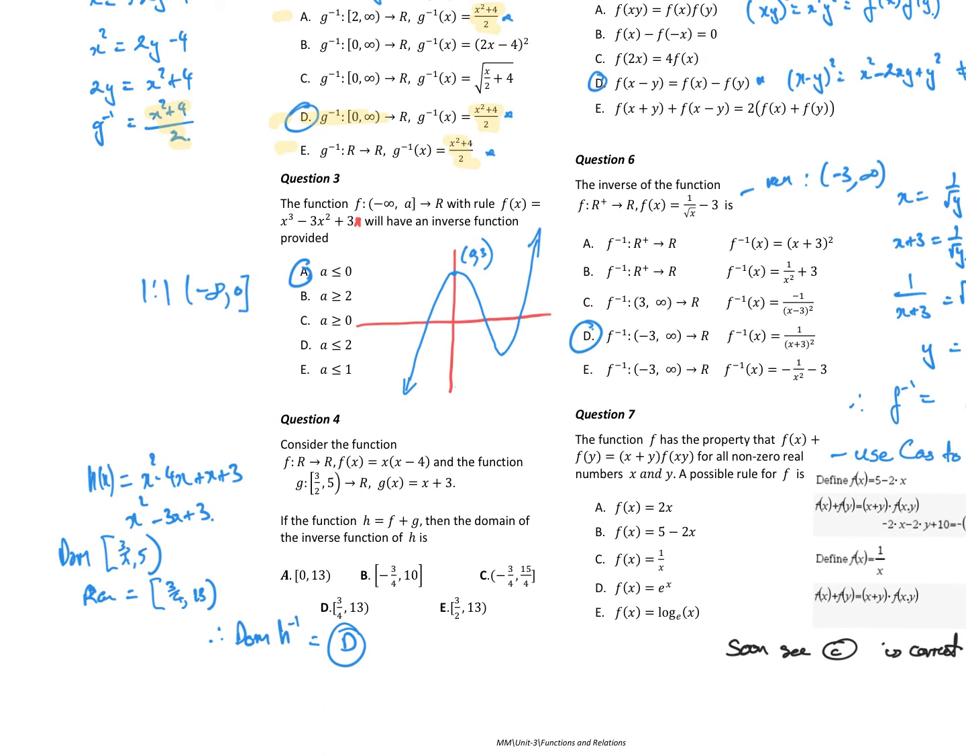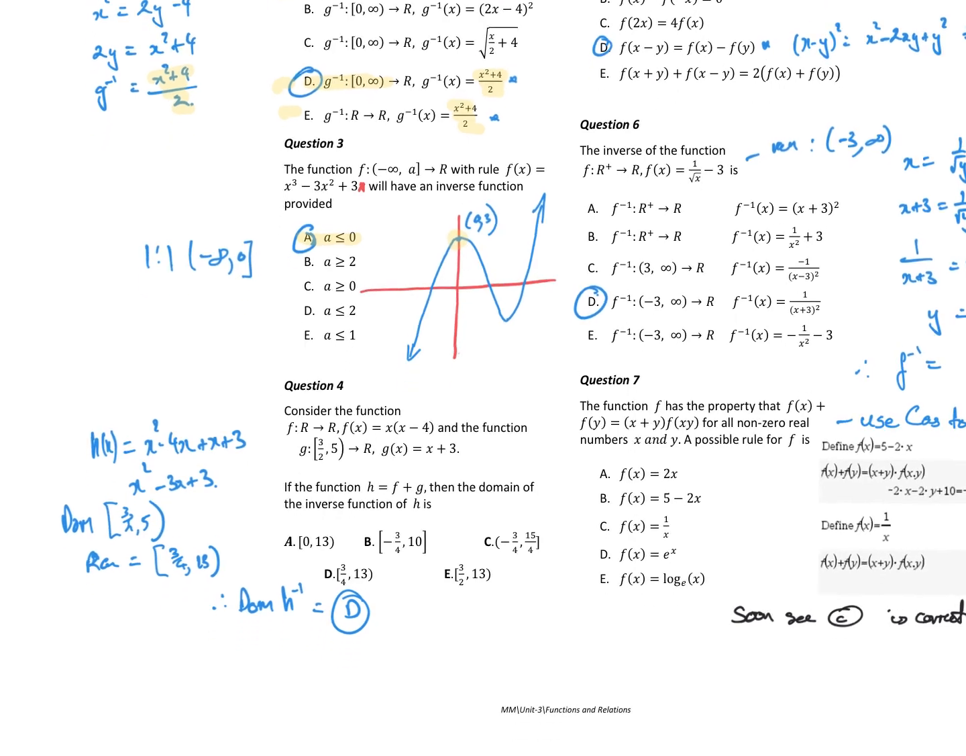It took me a while to do this one, I've got to say, simply because we've typed the question wrong. So check your notes. It's actually x cubed minus 3x squared plus 3, not 3x, which means if we sketch that graph, it's 1 to 1. Its turning point happens to be there at x equal to 0. So the largest value of a we can have is 0, because after that the function is no longer 1 to 1. So a is less than or equal to 0 there.